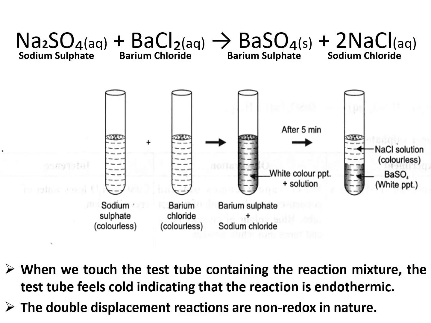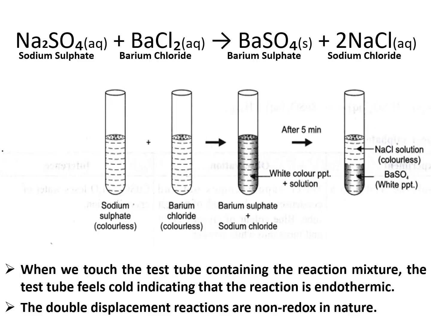So students, the chemical equation for this reaction is represented as Na2SO4 (aq), where aq represents aqueous solution, plus BaCl2 (aq) will give BaSO4, a white precipitate of barium sulfate, plus 2 NaCl. That means sodium chloride is formed in the solution, or it remains in the solution.